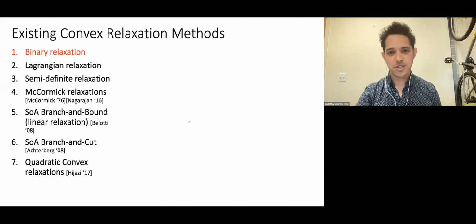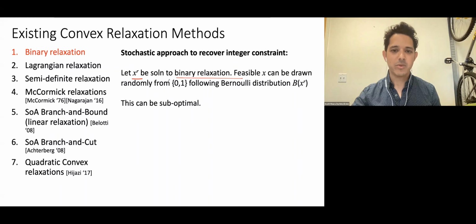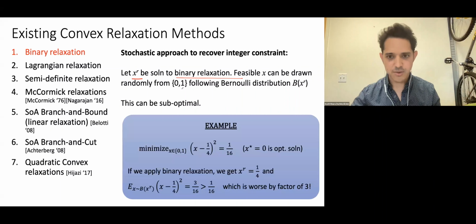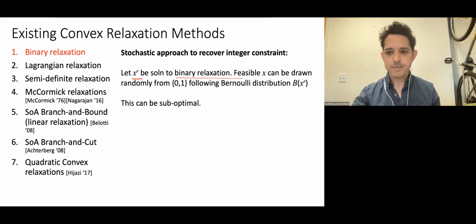So the idea is like this. It's a stochastic approach to recover this integer constraint. So let's let x_R be the solution to the binary relaxation. That is, forget binary x's. Let's just make it continuous from 0 to 1. Then the resultant solution x_R, we can use it to draw a feasible x drawn randomly from this distribution, which is 0, 1, a Bernoulli distribution parameterized by x sub r. And this solution, of course, can be suboptimal, but let's explore it for a sec and see how.